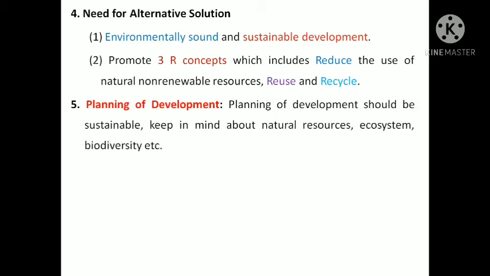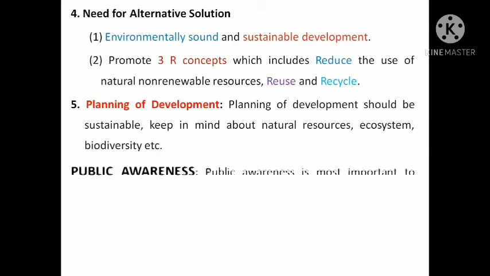Planning of development should be in a sustainable way, keeping in mind natural resources, ecosystem, and biodiversity. When we do it in a sustainable way, we conserve natural resources, and we can also protect our ecosystem from loss of biodiversity, etc. Public awareness is the most important part of environmental studies. The public must be aware of protecting our environment and the earth.